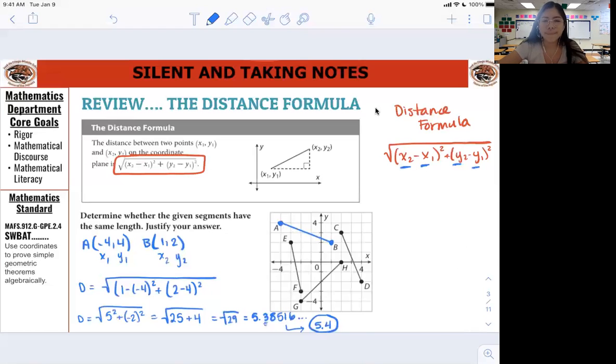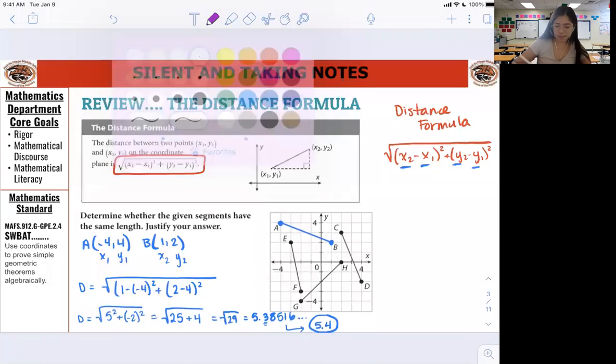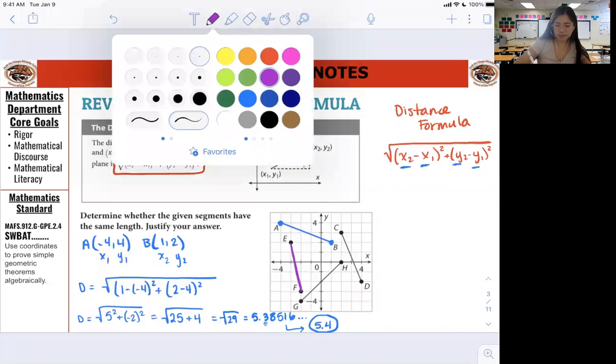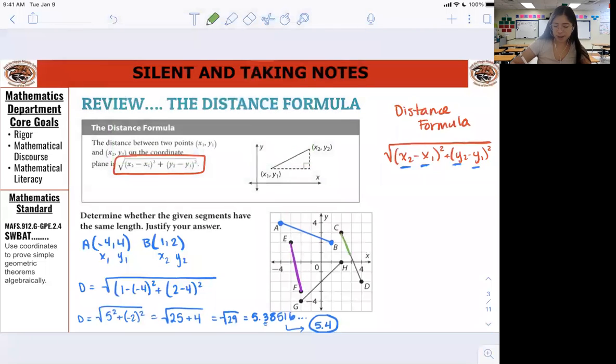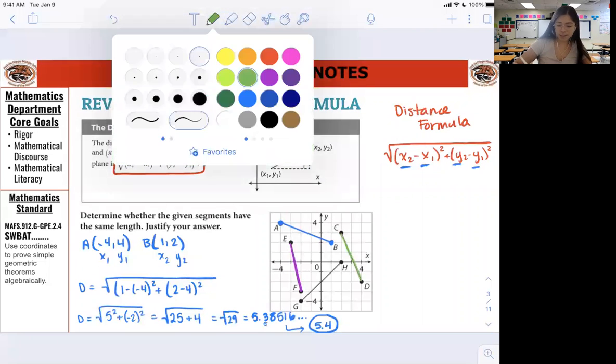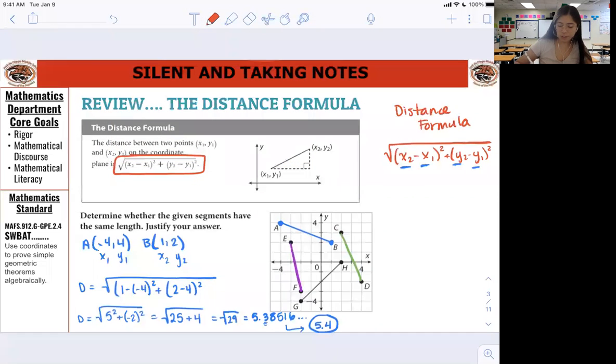Wait, what do you mean the same distance? So one of these other line segments, EF, CD, or GH, might measure the same distance as AB. So you're looking for the one that measures the same distance. Go ahead.